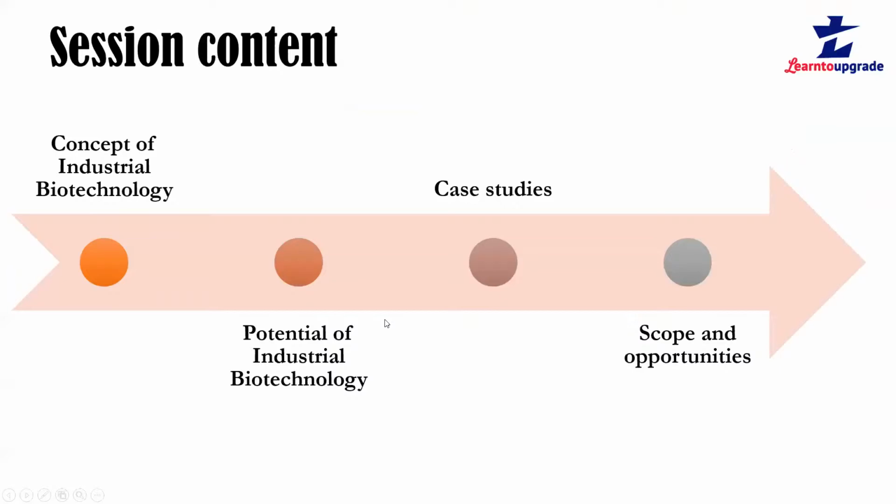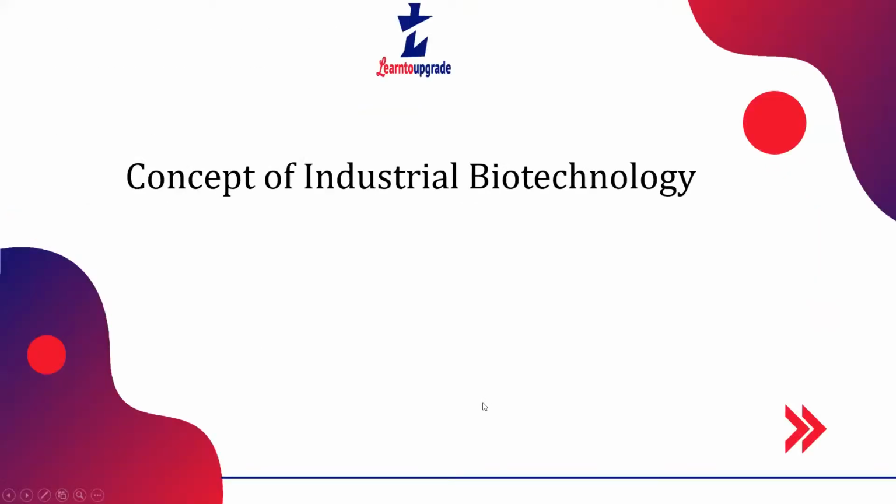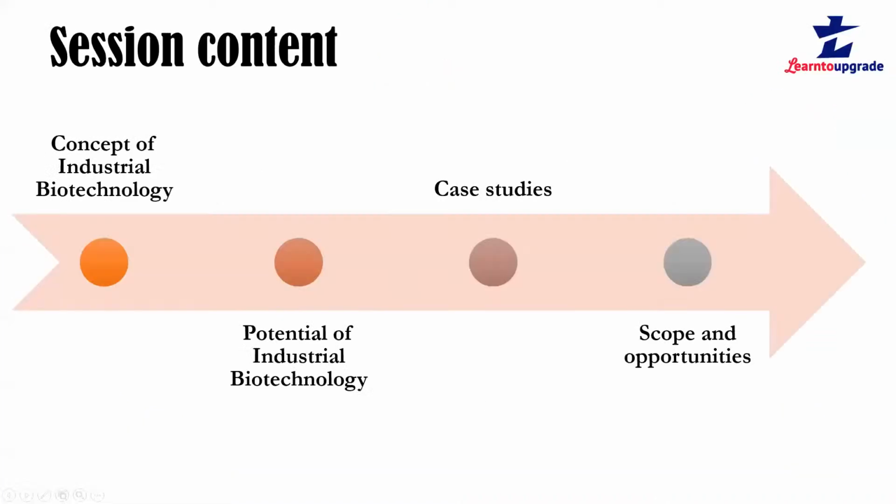So the session has been divided into four sections. First, we will be talking about the concept of industrial biotechnology. Then, what is the potential of industrial biotechnology? Certain case studies which are related to the application of industrial biotechnology. And then we will be talking about scope and career opportunities related to this industrial biotechnology.